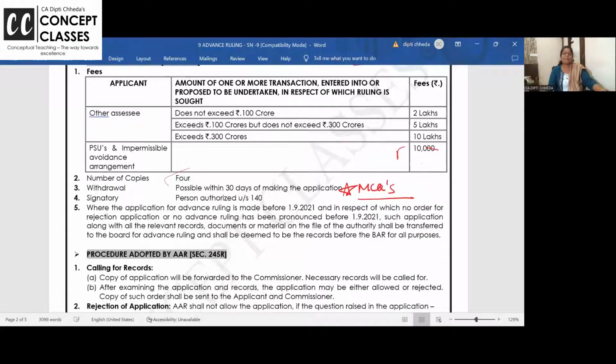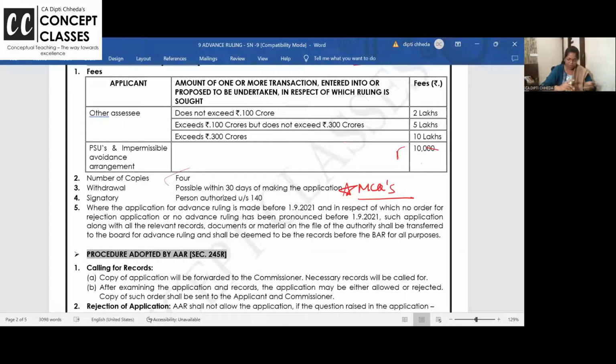Once we made the application and then we felt sorry, anyhow we are not doing the transaction with so and so foreign company. Can we withdraw the application? Yes. Application can be withdrawn within 30 days of making the application. Yes, so this can be withdrawn within 30 days.